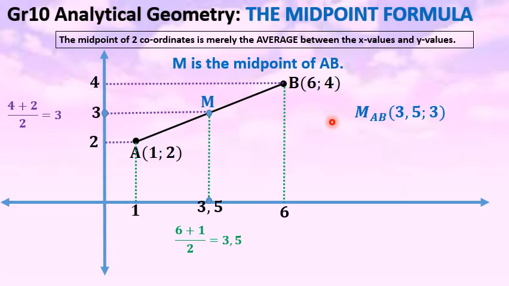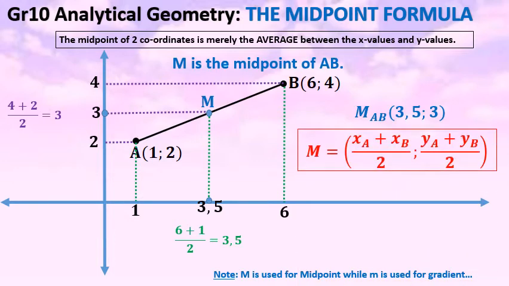Note the notation. I use a capital M for midpoints, and you can use a subscript to clarify which line segment you're working with. So M means midpoint and AB means that we are dealing with the midpoint of AB, which is this coordinate right here. Note that the midpoint of two coordinates is merely the average between the x and y values, and a small m is used for gradient.